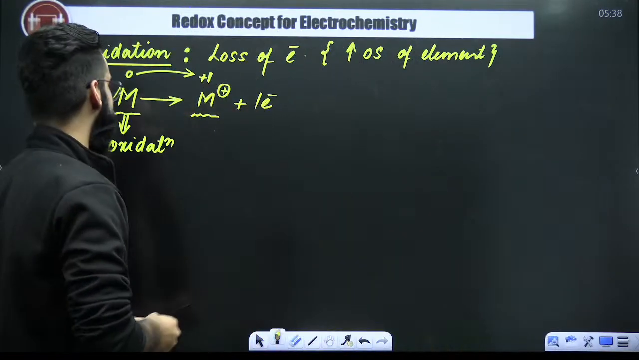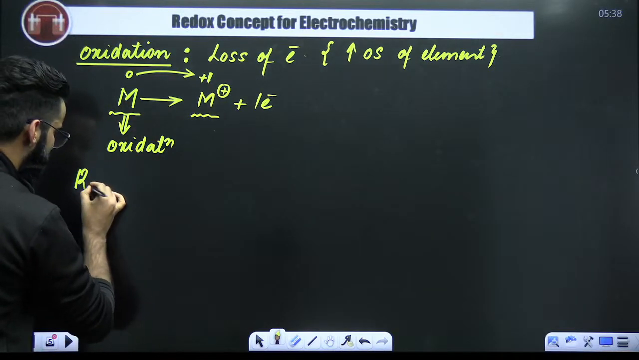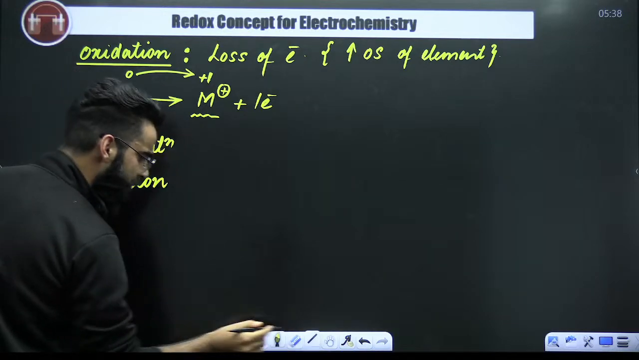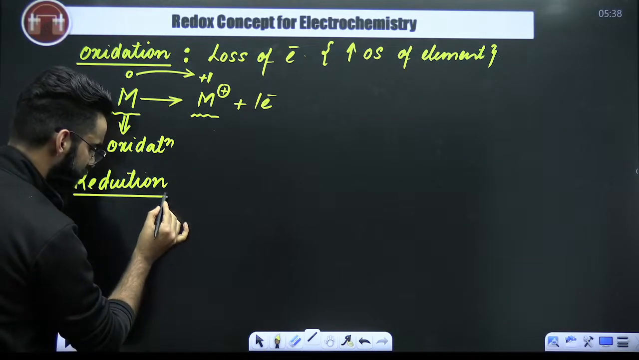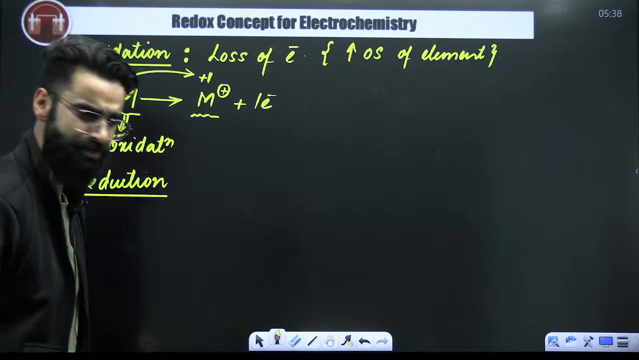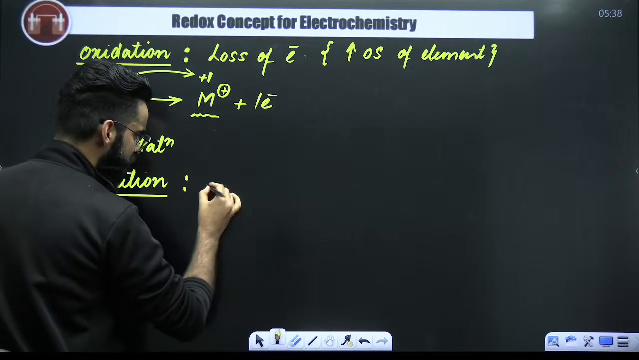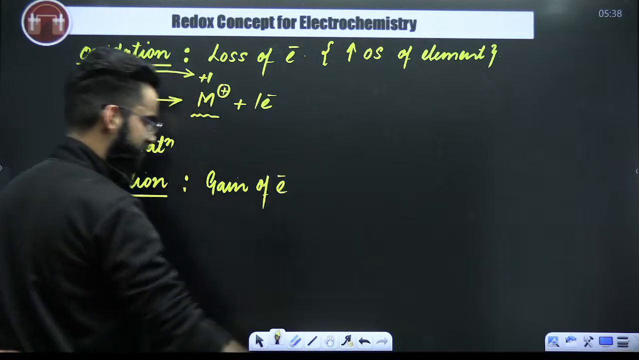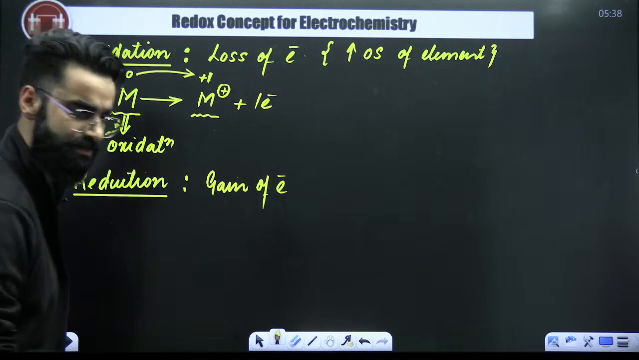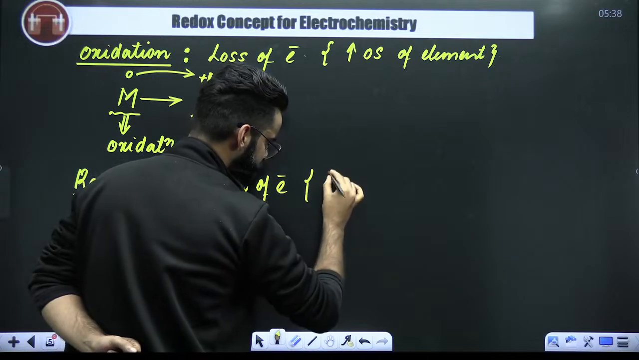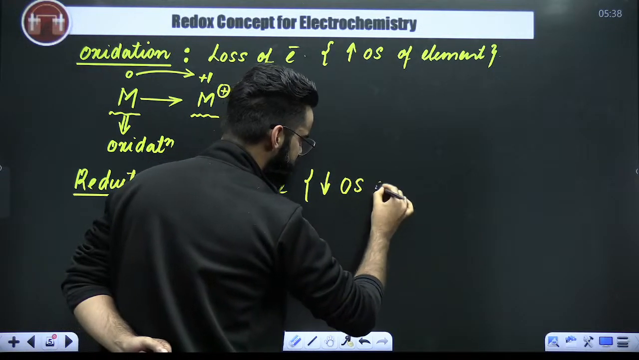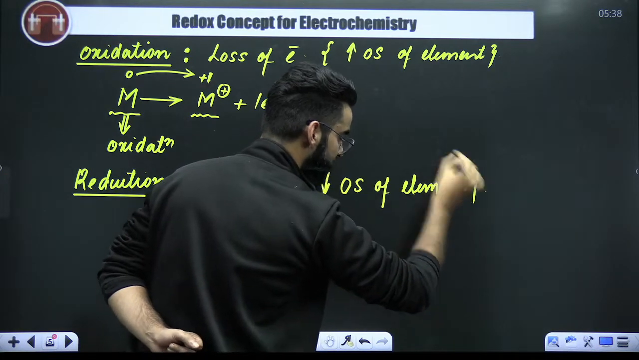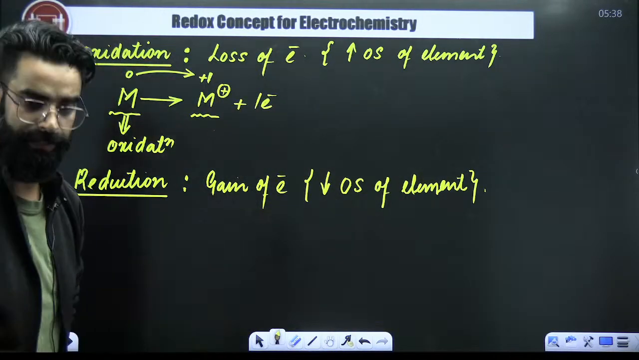Similarly, there's a term called reduction. I'm sure all of you must be familiar with this particular term as well. So dear students, how do you define the term reduction? If oxidation involves loss of electrons, then I would say reduction is going to involve the gain of electrons. Number one. Number two, decrease in the oxidation state of an element is termed as reduction as well.